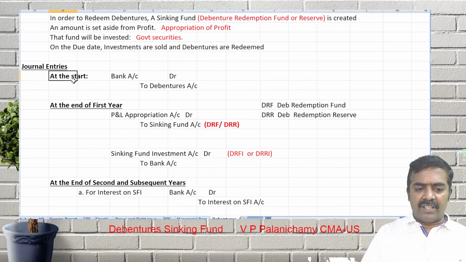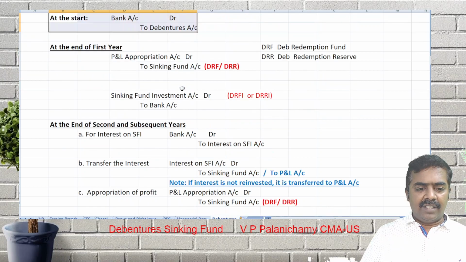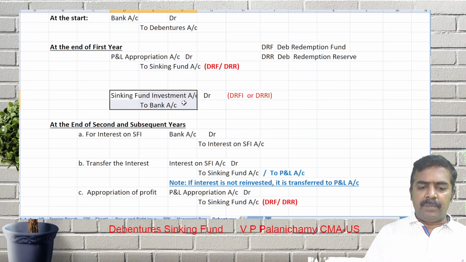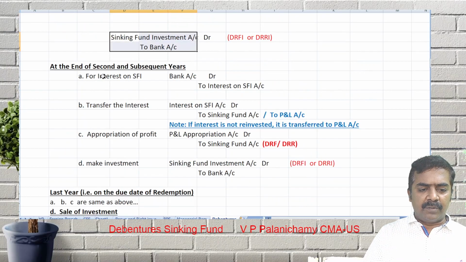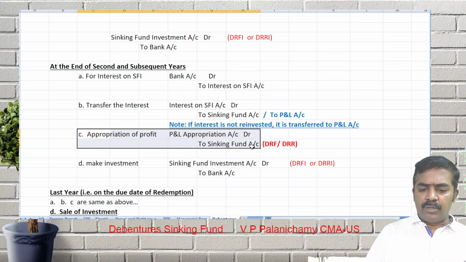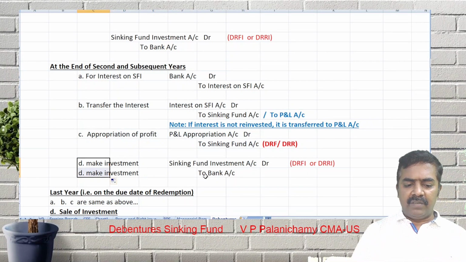At the start, bank account debit to which account? Debentures account போட்டிருப்போம். At the end of the first year, P&L appropriation account debit to DRR. அதை அப்படியே இன்வெஸ்ட் பண்ணிருப்போம். செகண்ட் இயர்ல என்ன பண்ணுவோம்? இன்ட்ரெஸ்ட் ரிசீவ் பண்ணுவோம், இன்ட்ரெஸ்ட் ட்ரான்ஸ்ஃபர் பண்ணுவோம். We take P&L account to sinking fund. அதை அப்படியே இன்வெஸ்ட் பண்ணுவோம். எவ்ரி இயர் we'll make what?